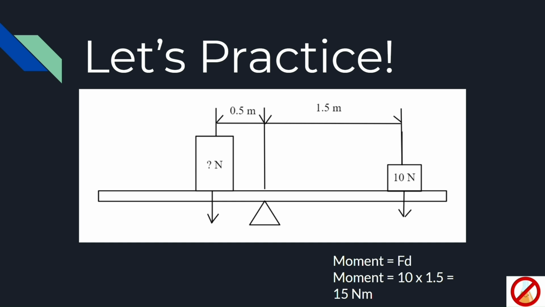So in this case, we can just rearrange the formula to F equals moment over distance, because we're trying to find the force exerted by this unknown object. We take the moment, which equals the clockwise moment, 15 Newton meters. 15 Newton meters divided by 0.5 meters gives us 30 newtons, which is the force. That's the answer. Check if you got the right answer. Congratulations if you did. Let's try another one.